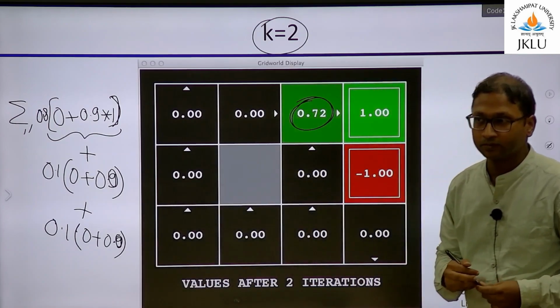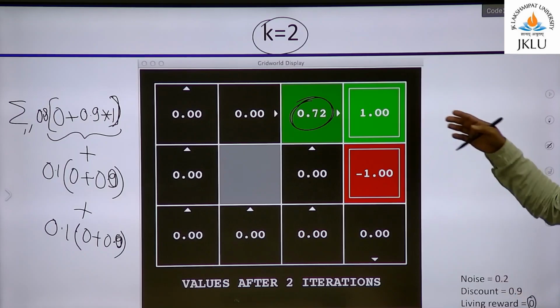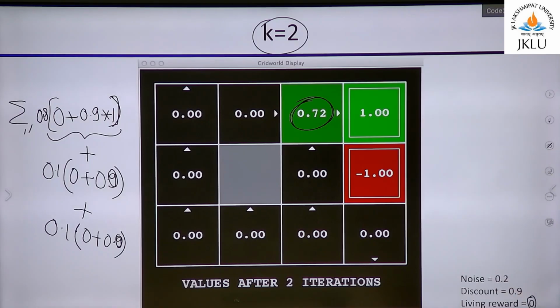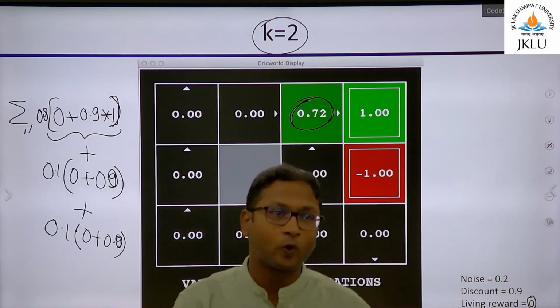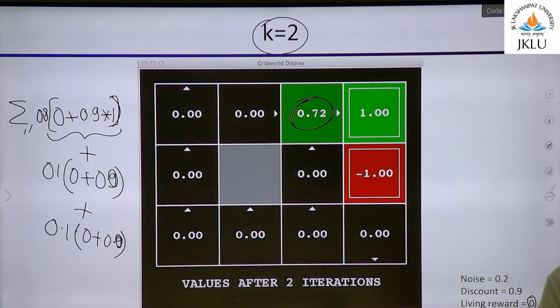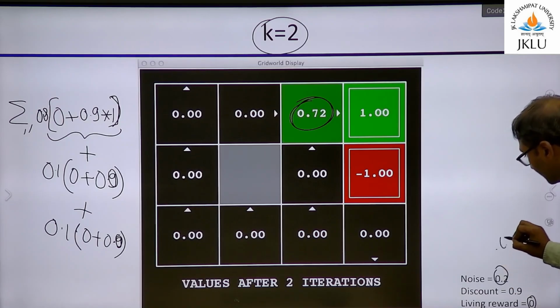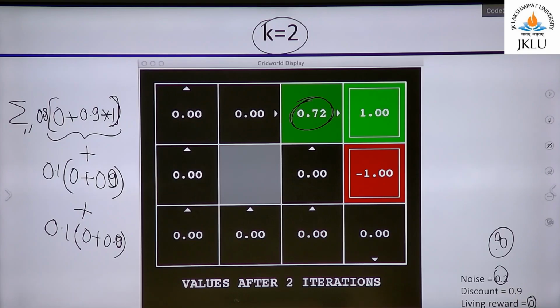Here noise is not used as such; this noise is actually these probabilities only. So noise 0.2 means 0.2 is the probability that whatever you were intending will not happen. In our case, I can go left with probability 0.1, right with probability 0.1. So 0.8 is the probability of what I wanted to do happening: if I take north, I go north.